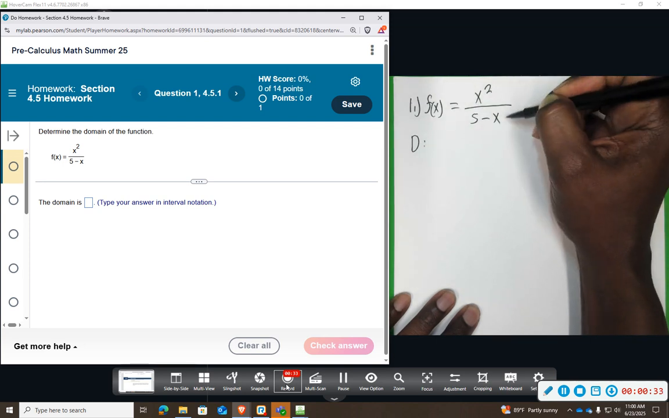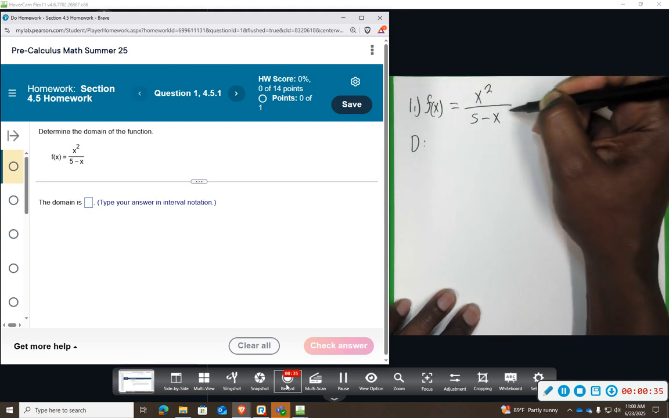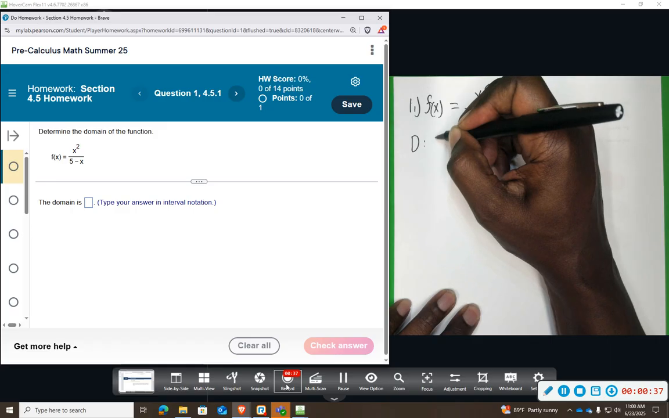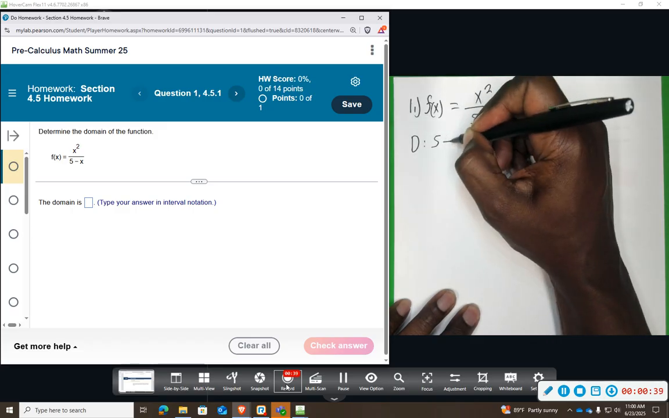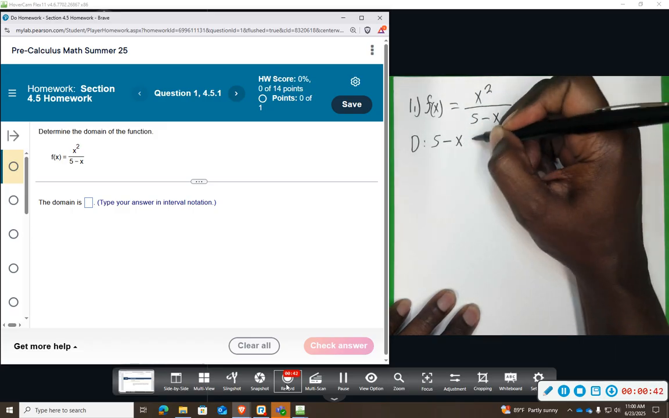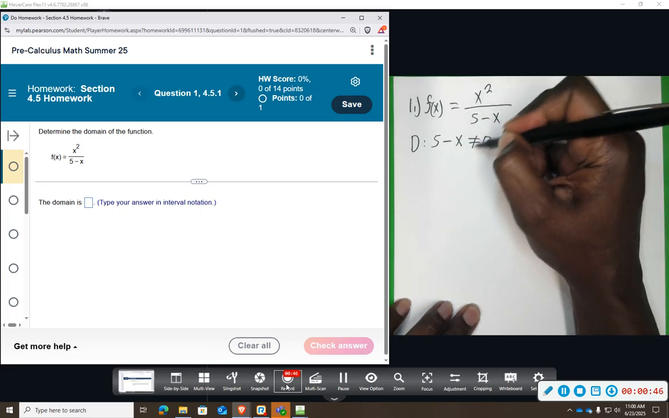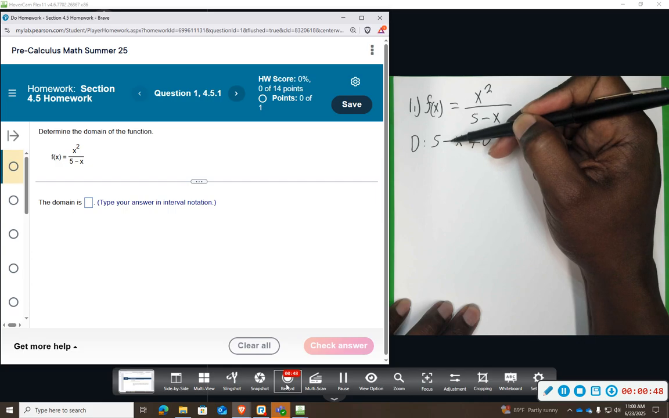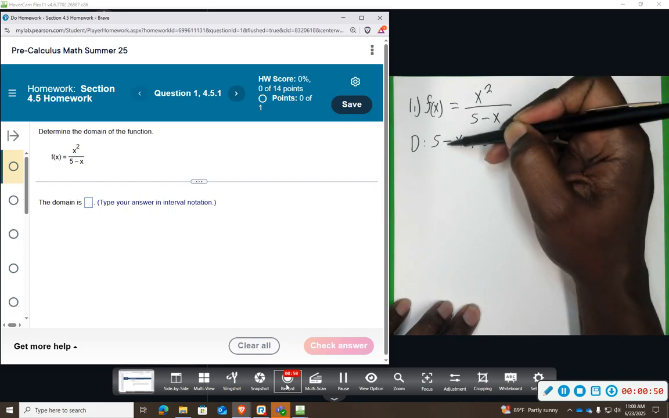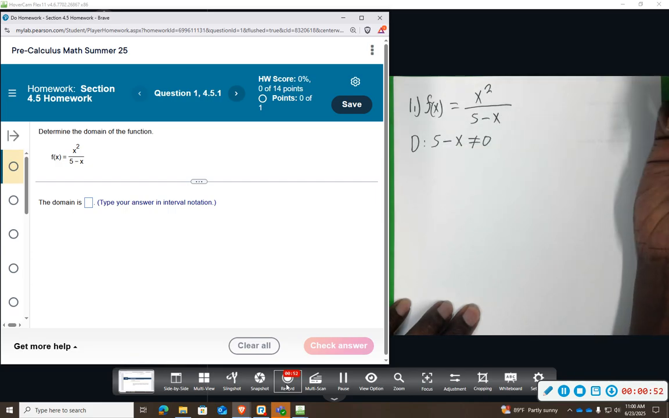The most important thing is we cannot divide by 0, so that is a fact you have to remember. So I'm going to say 5 minus x cannot be equal to 0. Start there. And we're going to solve for x. So I like to deal with positives. Usually we move the number over. This time I'll move the x over. It'll be the same result.